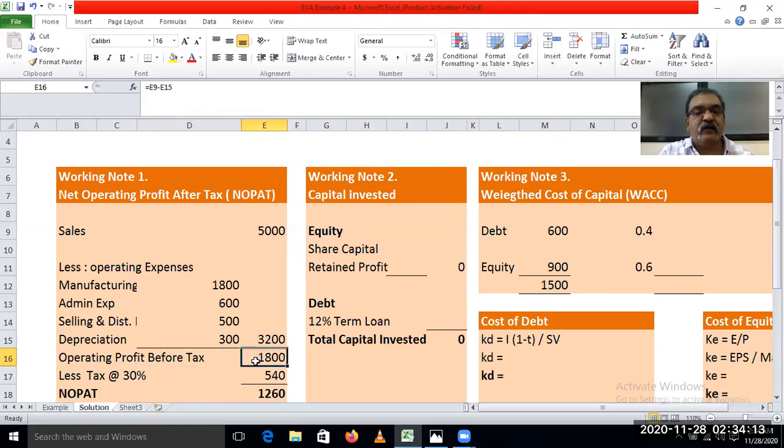Now the operating profit before tax is sales minus total operating expenses. 5,000 minus total operating expenses 3,200, so operating profit before tax is rupees 1,800. Less tax at the rate of 30%. How have I got this rate of 30%? Check out, it is given in the example.